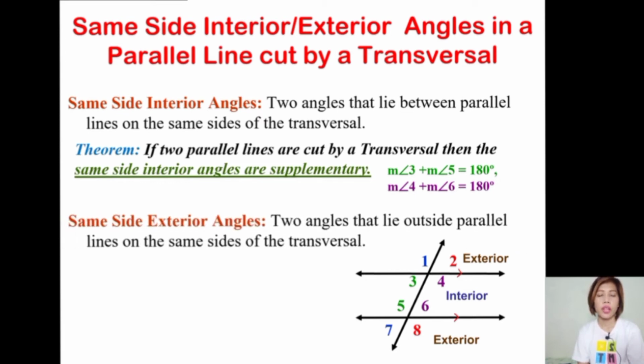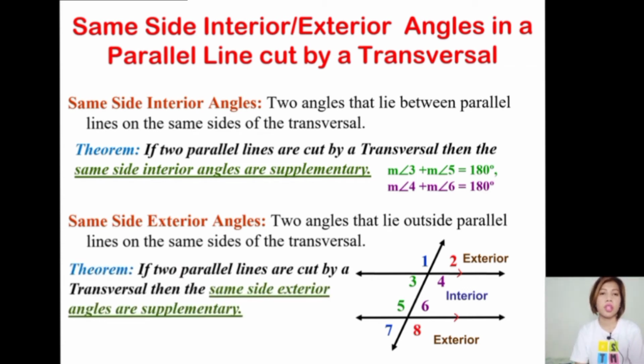Next. So, we have the same side exterior angles. So, ganun ulit. Halos parehas lang, pero ito naman outside the parallel lines. So, same pa rin ang side ng transversal. So, here we have angles 1 and 7, and then angles 2 and 8. So, yung theorem naman for that is, if two parallel lines are cut by a transversal, then the same side exterior angles are supplementary. So, ito naman, yung same side exterior, supplementary din. So, we have measure of angle 1 plus measure of angle 7 is 180 degrees. And then, the measure of angle 2 plus the measure of angle 8 is also equal to 180 degrees. So, tandaan po natin yan.